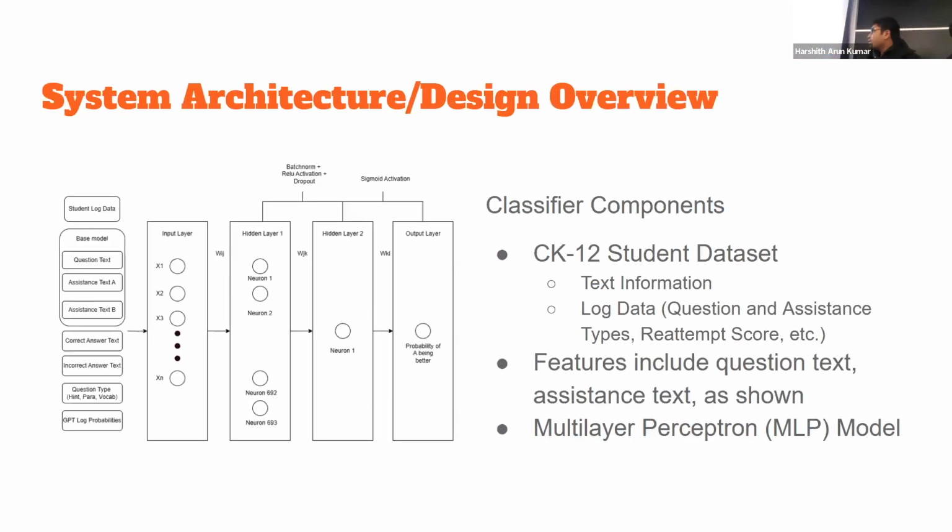This is the architecture of how our model looks. You have the student log data, which is the raw data that we have. We conform it to the question text, then assistance text A and assistance text B, and we also segregate the correct answer from the incorrect answers. There are two types of questions here: fill in the blanks and multiple choice. With multiple choice, let's say there are 4 options; the other 3 go into the incorrect answer text field. If there is no incorrect answer, that field is just empty. We also have the question type, which improved our performance a little bit: hint, paragraph, or vocabulary. There's also no assistance, but we don't consider that here so far.